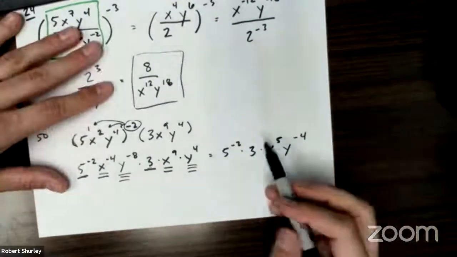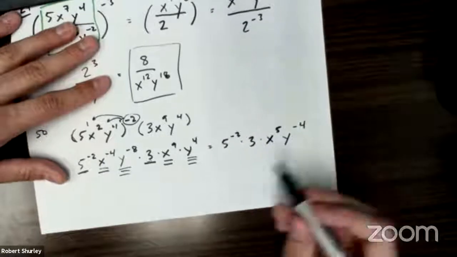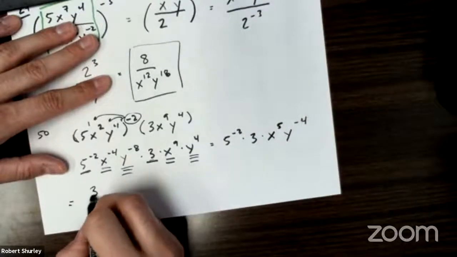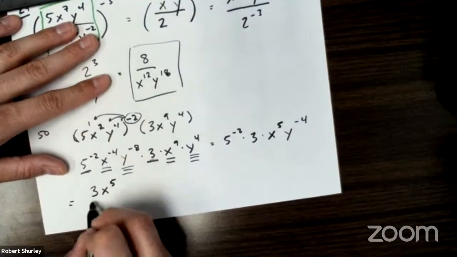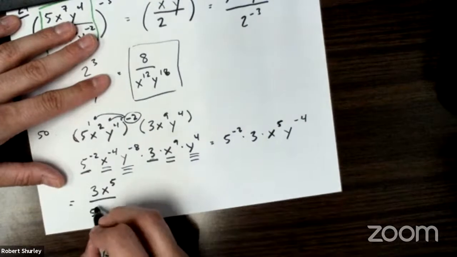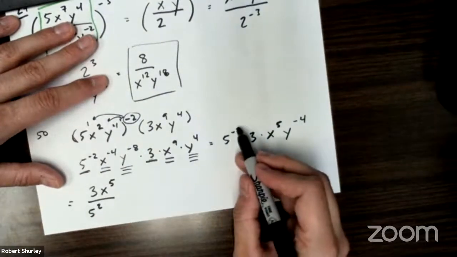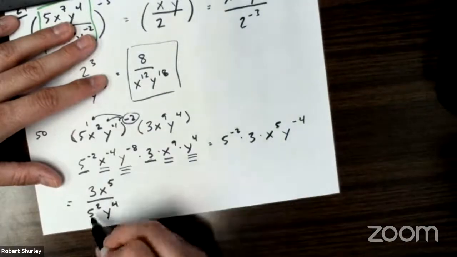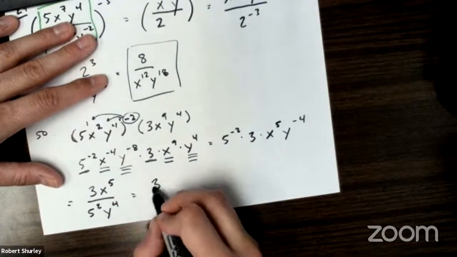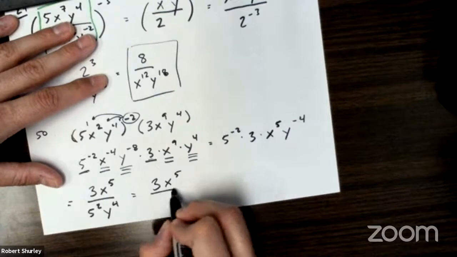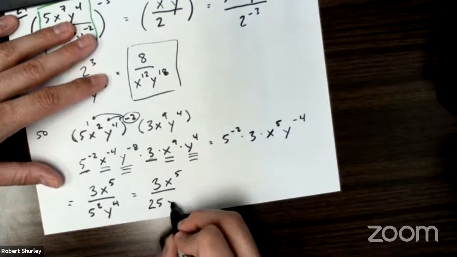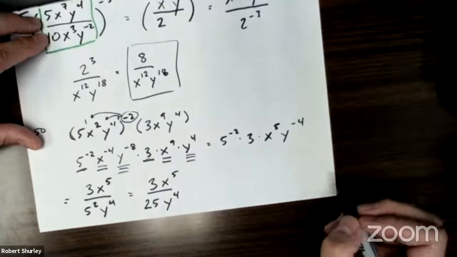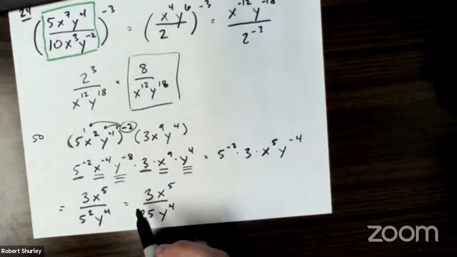Now I'm going to bring my negatives down and then simplify this out. So we have a 3 on top and x to the 5th. And then in the denominator, I've got 5 squared now, because it was negative, now it's positive. And then y to the +4. And I'm going to square out the 5. So we wind up with 3x to the 5th over 25y to the 4th. Hey, I think that's the answer.